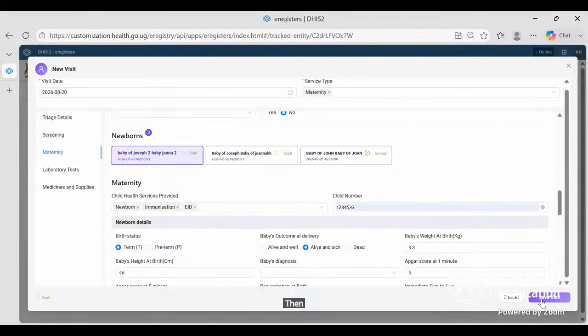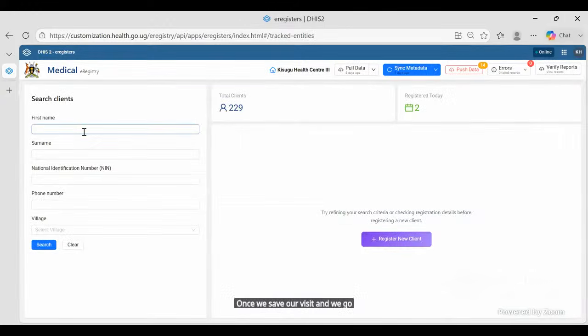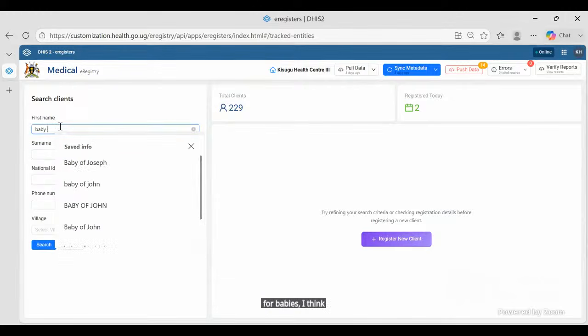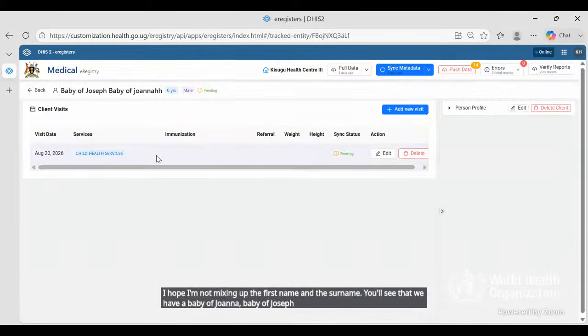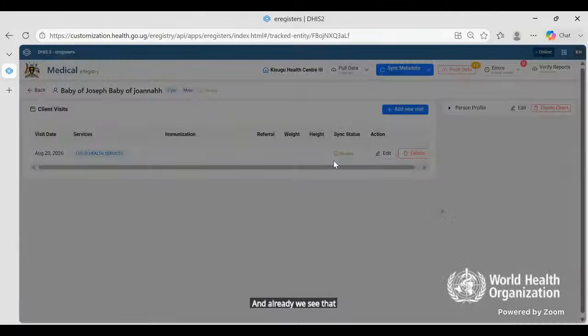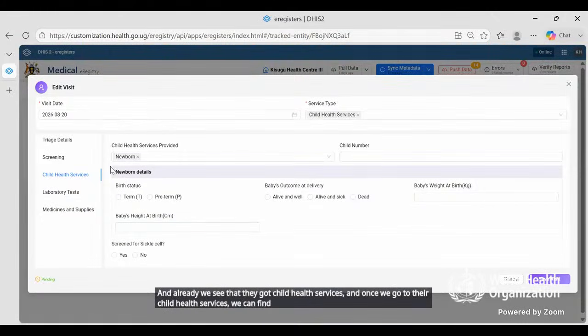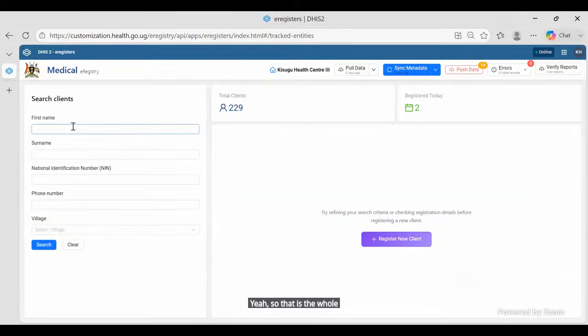Then we can save our visit. Once we save our visit and we go back and we search for baby of, I think it was baby of Joseph. I hope I'm not mixing up the first name and the surname. You'll see that we have a baby of Joanna, baby of Joseph, and already we see that they got child health services. And once we go to their child health services, we can find what they got. I hope this is a child that we registered. Yeah, so that is the whole essence of this particular flow.